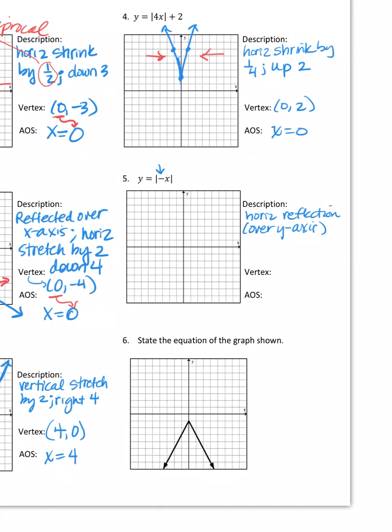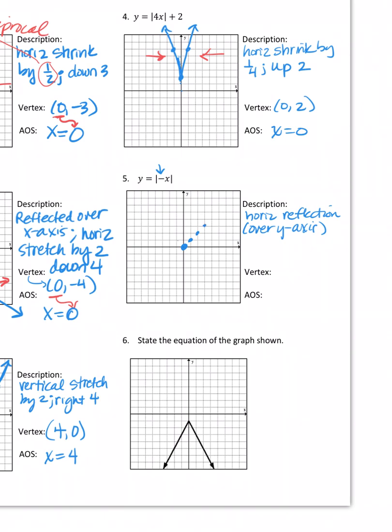Well, how does that change anything? Well, notice nothing is changing to my x, and there's no moving up or down, left or right. Therefore, my vertex is staying exactly the same. And really, if you think about your parent function, if you flip it horizontally, it's symmetrical about the y-axis, so it's going to look exactly the same.